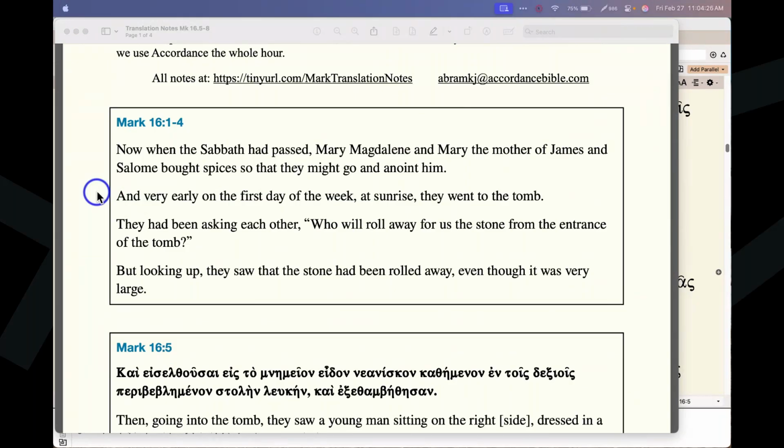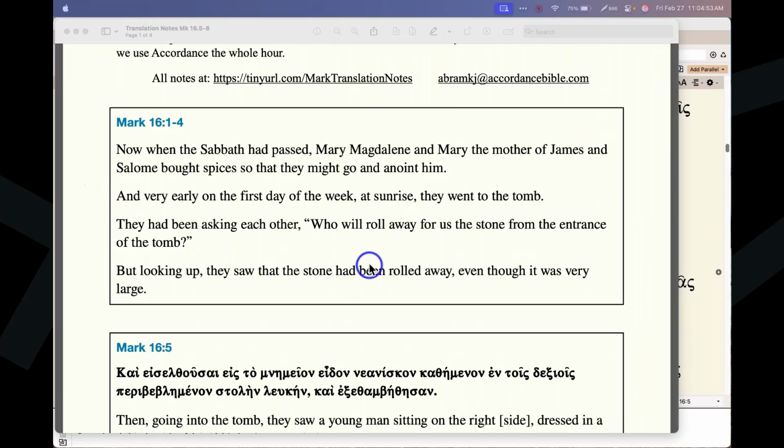This is Jesus, of course, and maybe because it's the beginning of a chapter, we want to spell out the referent to him there. And very early on the first day of the week, at sunrise, they went to the tomb. They had been asking each other, "Who will roll away for us the stone from the entrance of the tomb?" But looking up, they saw that the stone had been rolled away, even though it was very large.